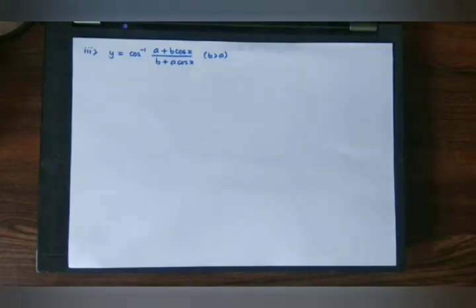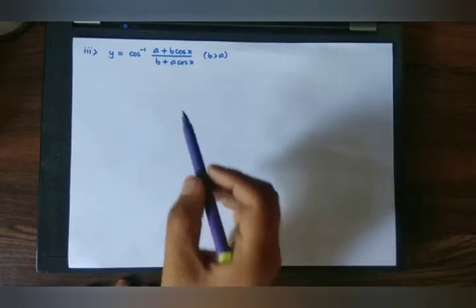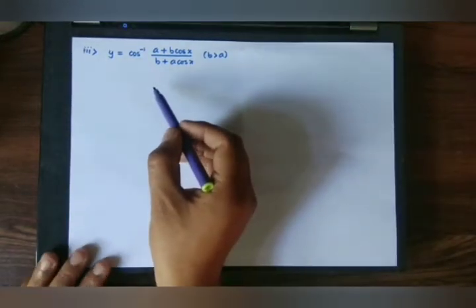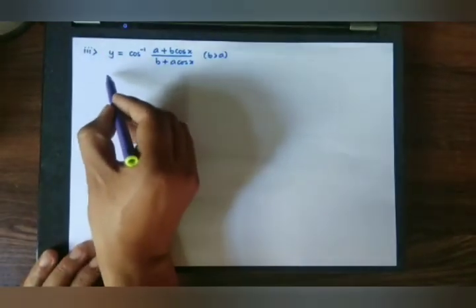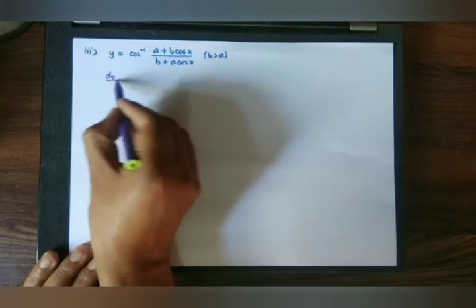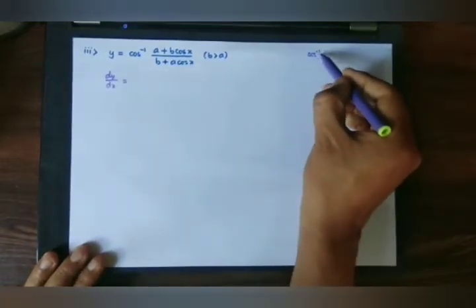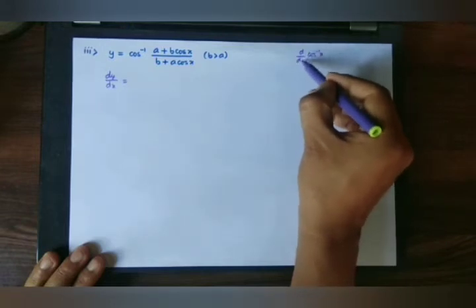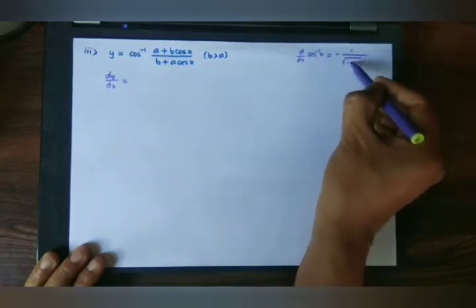Now let's check with this question. Again we need to find dy by dx. As usual we are going to make use of chain rule here. Let's see what happens if I use chain rule. Then we'll get dy by dx, and now let's see what is the differentiation of cos inverse x. So d by dx of cos inverse x is minus 1 over root over 1 minus x square.